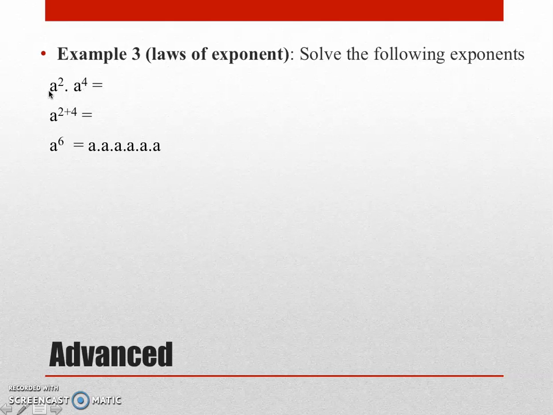And you can also do this separately and get to the same thing. So a squared is a times a. A to the power of 4 is a times a, 4 times. So 4 times and 2 times, that becomes 6 times. So it's the same thing.